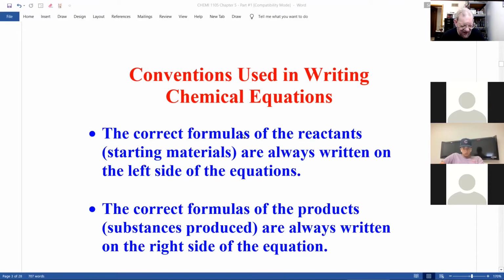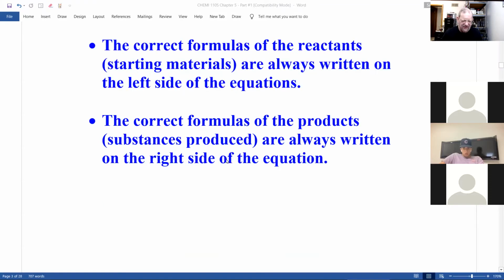And I'll never ask you on a test, but there are certain conventions, rules, used in writing chemical equations. The correct formula is important, but people forget about this and try to break these rules. Don't, please. The correct formulas for reactants, the starting materials, are always written on the left side of the equation. And the correct formulas for the products, the substances produced, are always written on the right side of the equation.